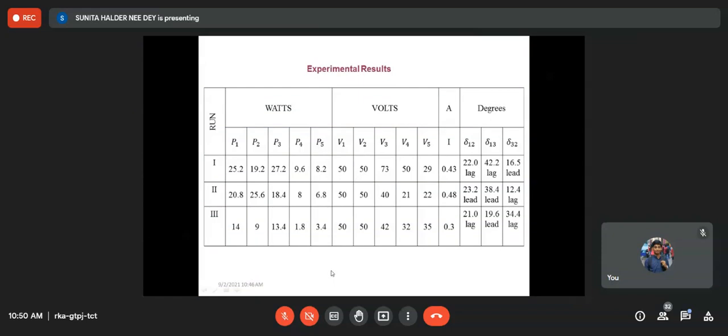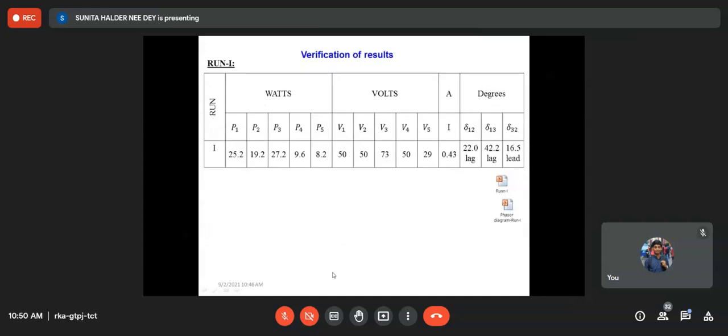Now let us analyze the results one by one. In your report, you have to analyze the same result, same data. This PPT I shall give, and whatever is written here I shall give you. You write the table only once; a separate table is not required. Then you write the verification of the result of run 1. Then you justify your result as I am discussing right now. Along with that, you must draw the phasor diagram. Have all of you understood what to write in the report?